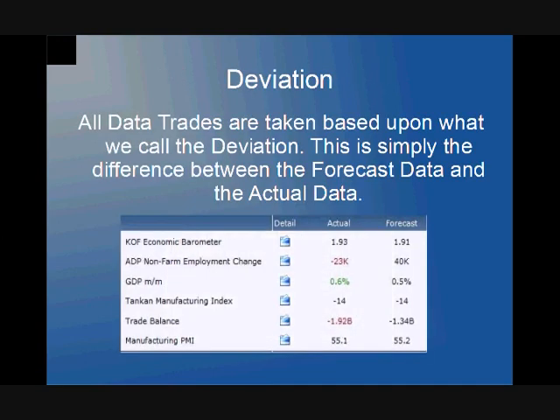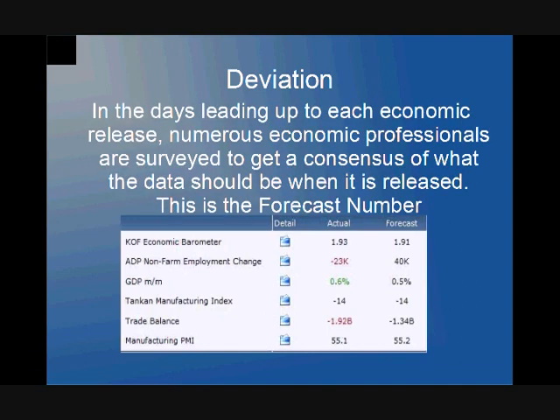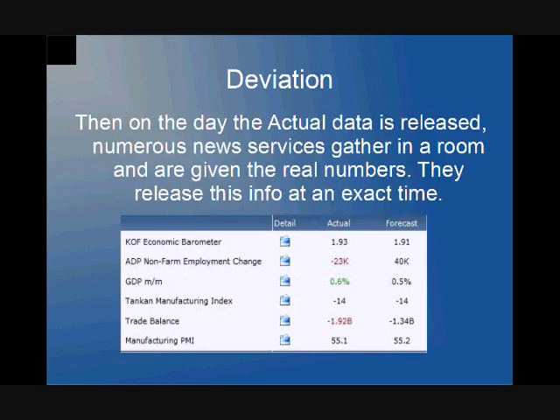So before we go any further, why don't we clearly define the word deviation? All data trades are taken based upon the deviation, and it is very simply the difference between the forecast data and the actual data. In the days leading up to each economic release, numerous economic professionals are surveyed to get a consensus of what the data should be when it's released. This is the forecast data. Then on the day the actual data is released, numerous news services gather in a room and are given the real numbers. They release this information at an exact time.